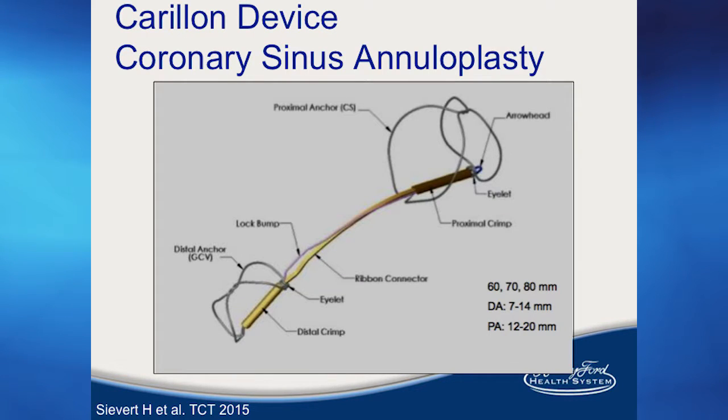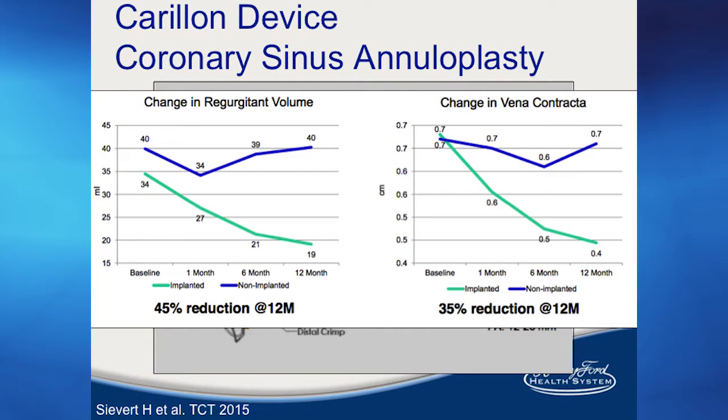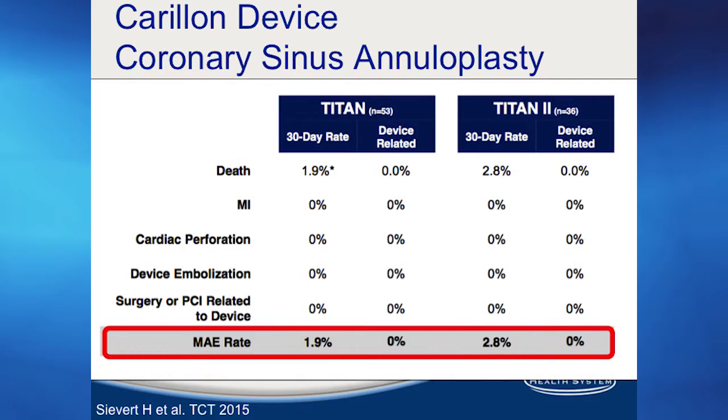Moving on from that, there are a lot of technologies that are trying to use the coronary sinus to bring the area in so that the leaflets can coapt better. This is one example of a device that's been around for a while. It's called the Carillon. What you can see is it does cause changes in regurgitant volume and makes the leaking less. And also, you can get reasonable results.